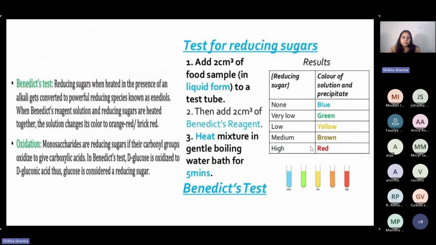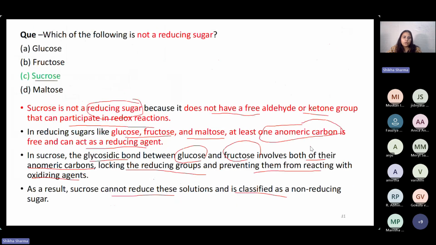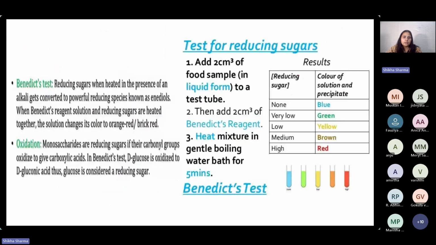So basically, sucrose is the non-reducing sugar, right? But there are different reducing sugars also, like glucose, fructose, or maltose. From which test can we confirm that our sample has glucose or fructose or maltose or any kind of reducing sugar? There is one test known as the Benedict test.